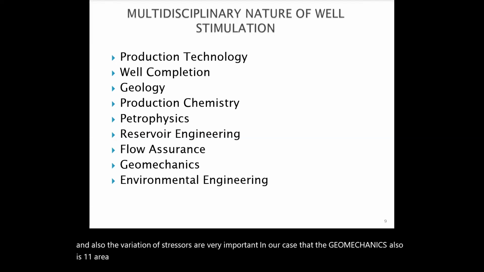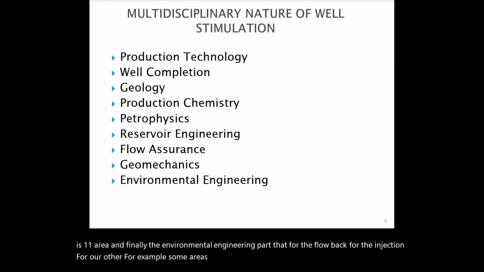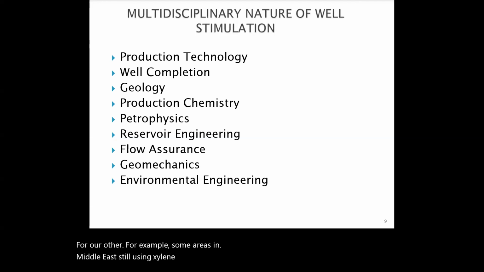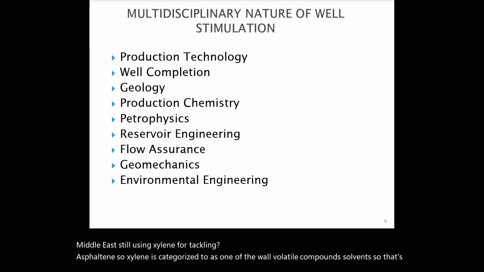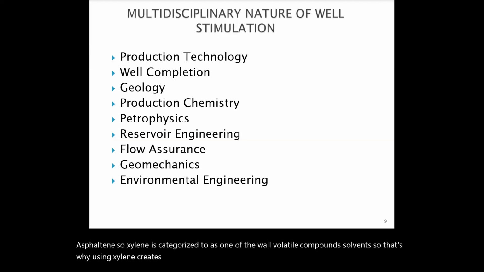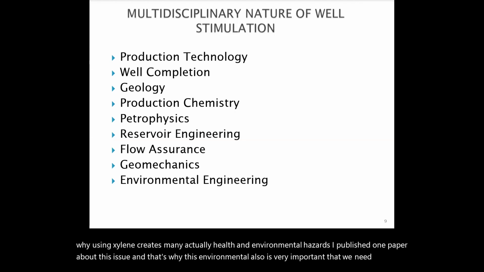And finally, the environmental engineering part, for the flow back and for the injection. For example, some areas in the Middle East are still using xylene for tackling asphaltene. Xylene is categorized as one of the volatile compounds, a solvent. So using xylene creates many health and environmental hazards. I published one paper about this issue, and that's why the environmental aspect is also very important, to make sure that it's within our regulation.